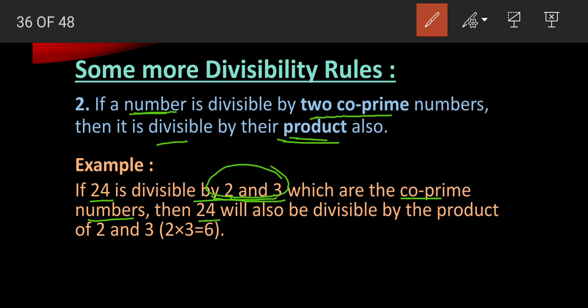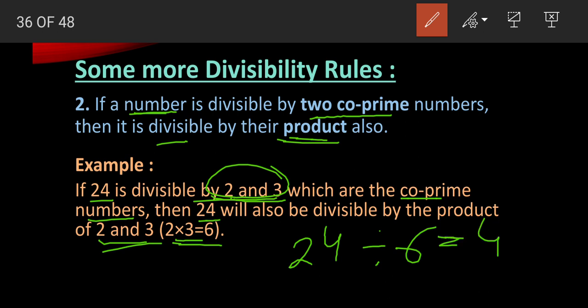Then 24 will also be divisible by their product. The product of these two numbers, 2 times 3, we are getting 6. So here we have to check whether the number is divisible by their product or not. If we divide 24 by 6, 6 fours are 24, so we can say that it is divisible. So this rule is satisfied: if a number is divisible by two co-prime numbers, then it is divisible by their product also.